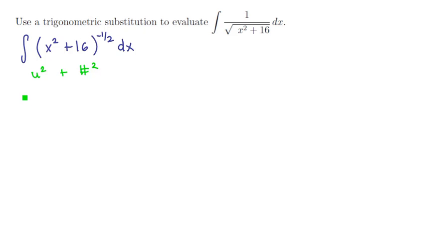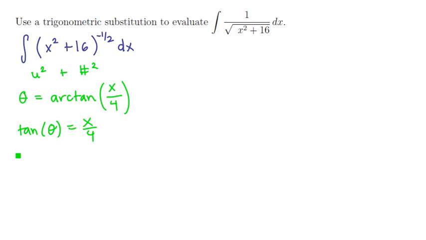So we're going to force the substitution: theta equals the arctangent of the variable x divided by the number 4. Now to force a substitution, we have to first solve it for x. So this means the tangent of theta is equal to x over 4, or if you'd like, 4 times the tangent of theta is x.